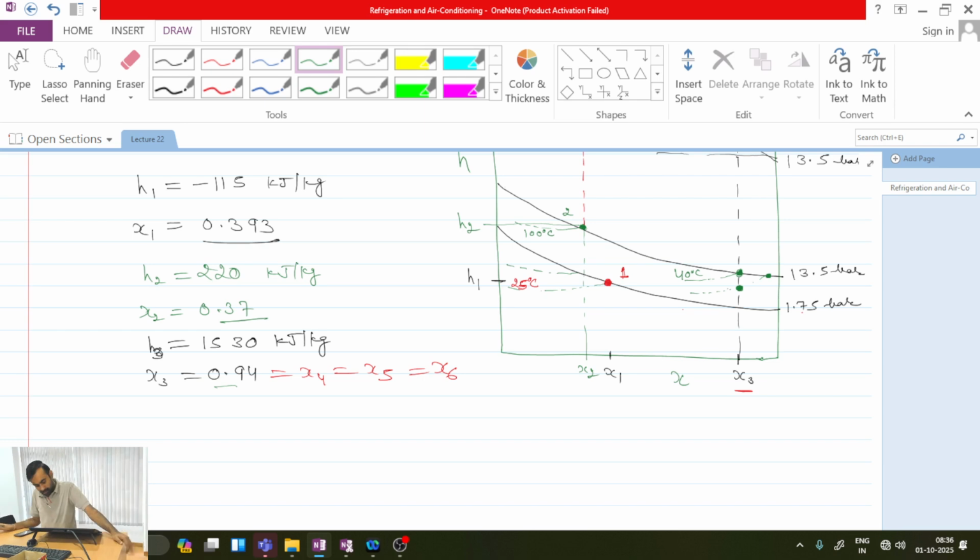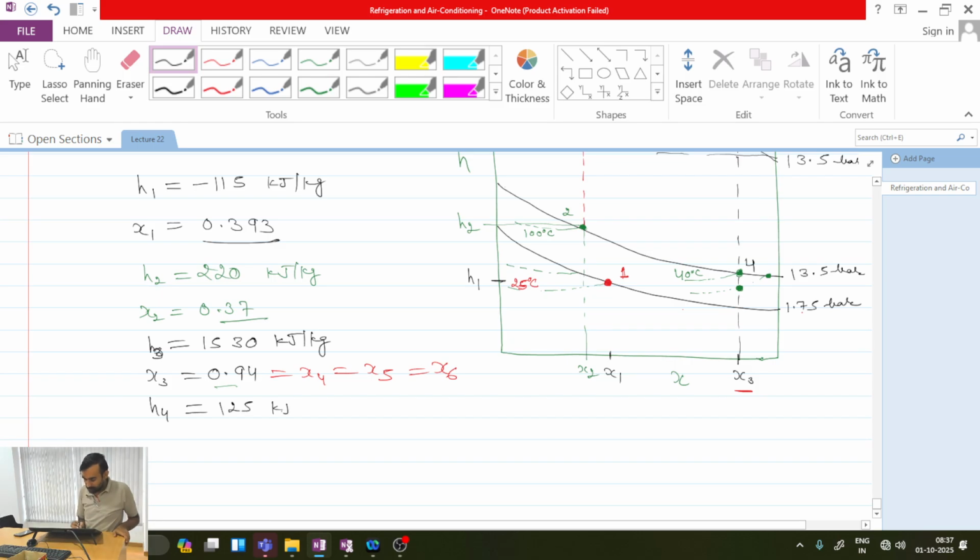Okay, so are we able to locate state 4? This is my state 4. What is H4? X is already frozen. The only thing I need to calculate is H4. It is 125 kilojoule per kg.